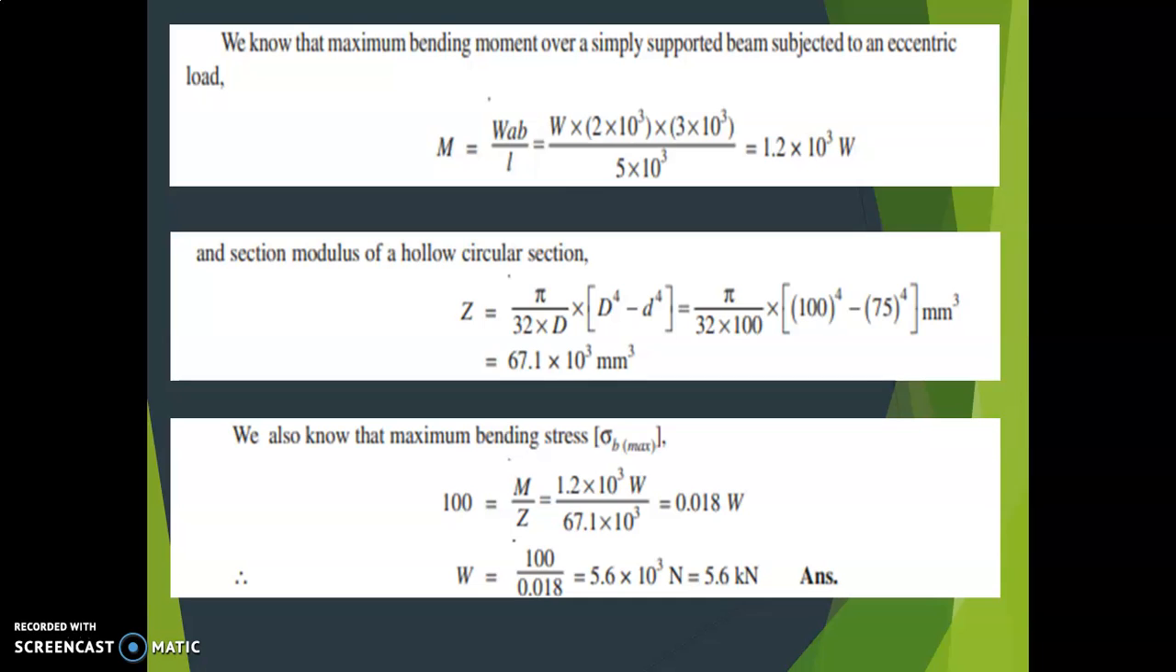You should know all the formulas. Once you know Z, you can directly substitute in the formula sigma is equal to M divided by Z, and you will get the value of W. If you know M divided by I is equal to sigma divided by Y, you can answer any question asked, whether it is in terms of W, L, or sigma, anything.